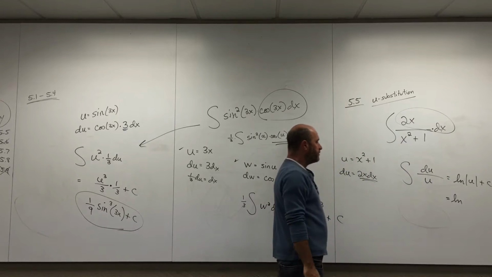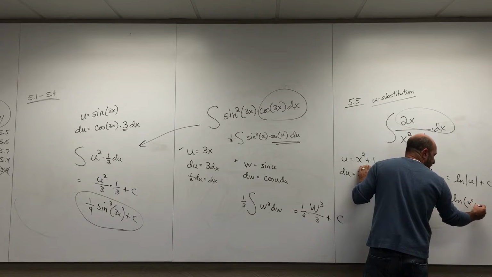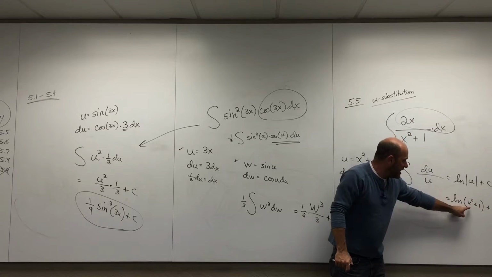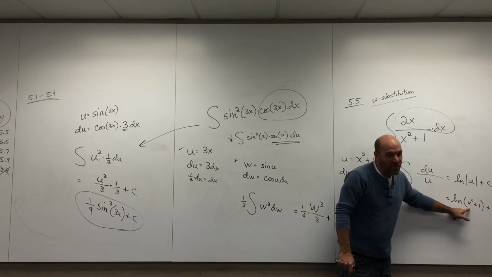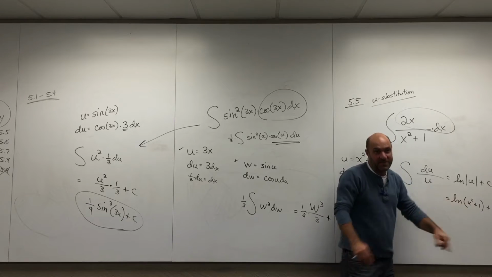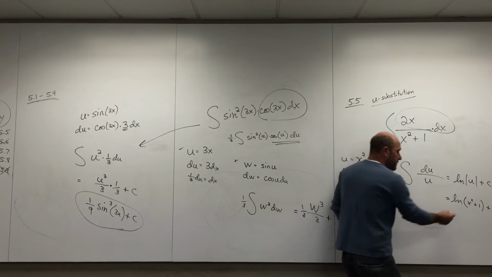What was u? x squared plus 1. Watch me, now I'm going to lose my absolute value. Yes, because the quantity x squared plus 1 is never negative. It's a variable squared plus another number. It's never negative, so it's not wrong to put absolute value, but it's redundant. You don't really need it.